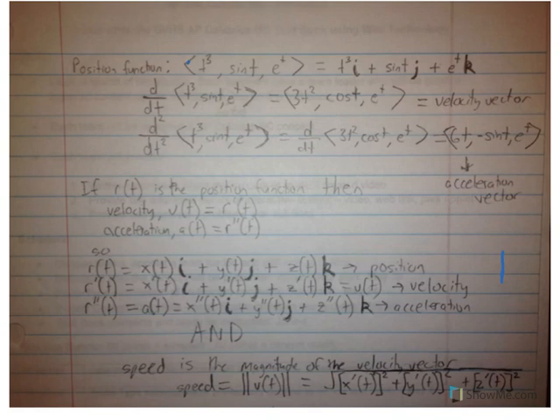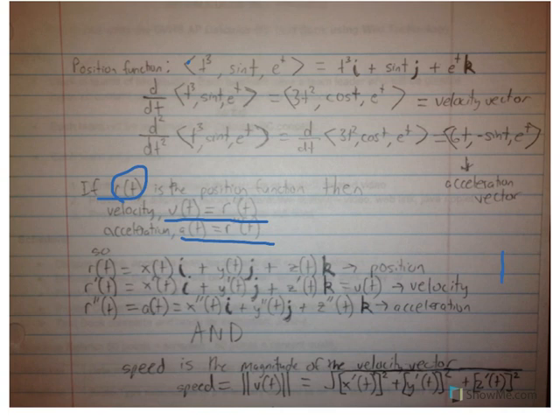So we'll start off with the general form. If r of t is the position function, or it's also called the vector valued function, then velocity is just the derivative of that. So v of t equals r prime of t. Then acceleration is a of t, or r double prime of t.